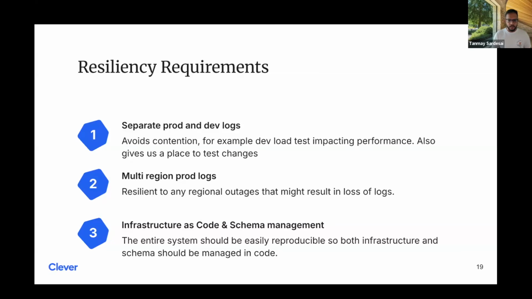Second was to write logs to multiple regions. As Clever runs in multi-region, we also wanted our logging system to be multi-region. So that if ClickHouse is down in US East 1, or there's some connectivity issues in US East 1, we don't just lose all logs in US East. And then finally, we wanted our entire infrastructure to be managed as infrastructure as code. And we also wanted the schema management in code so that this system is easily reproducible. And in case of eventual international expansion, we can just run a few command line things and it's up and running. Next slide, please.